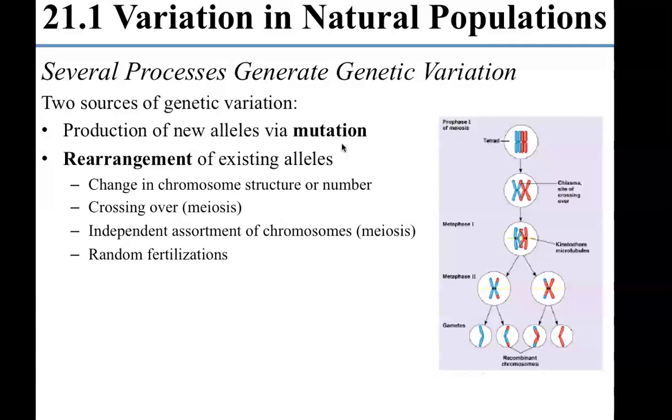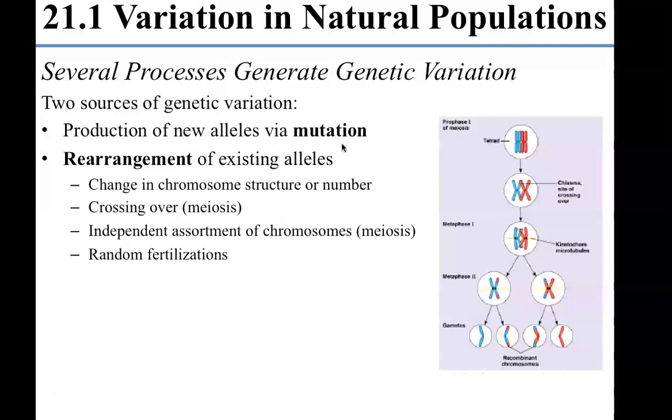Another way that genetic variation can appear is through not changing the DNA in the sense of changing an A to a T or a C to a G, but rather through rearranging the existing alleles. So you can see from the bullet points here that can happen in a couple different ways. So you can change the chromosome structure or number. In other words, you might have 23 chromosomes, and then there's a mutation that causes that individual to have 24 chromosomes, so that's a source of variation.